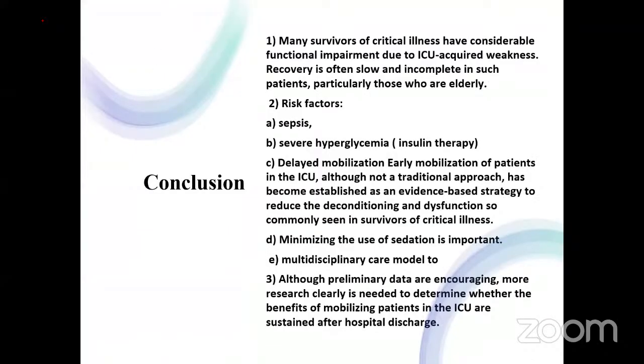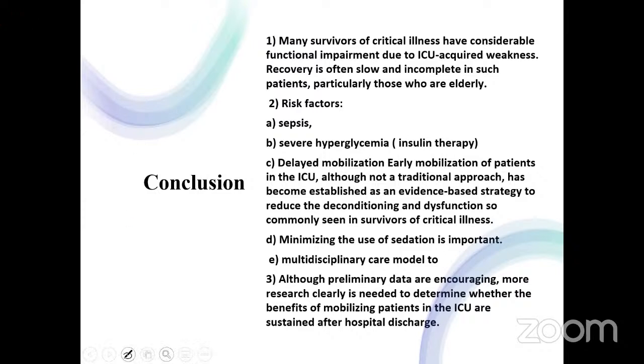So I conclude by saying that many survivors of critical illness have considerable functional impairment due to ICU-acquired weakness. The recovery is often slow and incomplete in such patients, particularly those who are elderly. There are risk factors such as sepsis, hyperglycemia, which may require insulin therapy, and delayed mobilization. Early mobilization of patients in ICU, although not a traditional approach, has evolved as an evidence-based strategy, which reduces the reconditioning and dysfunction so commonly seen in survivors of critical illness. Minimizing the use of sedation is very important. There should be multidisciplinary care with occupational therapists and physiotherapists. All the preliminary data are encouraging. More research clearly is needed to determine whether the benefits of mobilizing patients in ICU are sustained after hospital discharge.